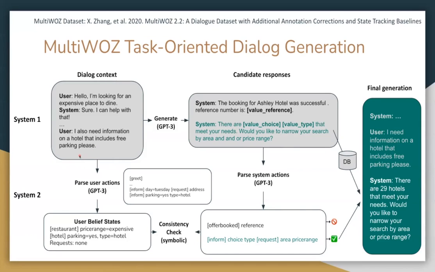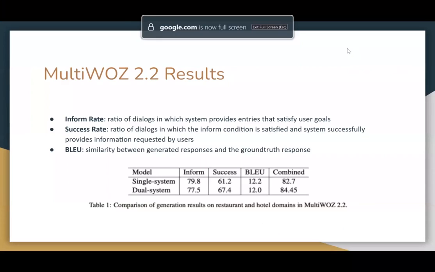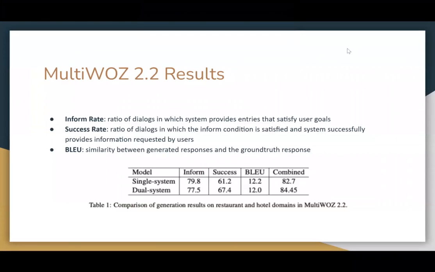We'll be evaluating our single system baseline as well as our dual system approach based on 3 different criteria. The inform rate represents the percentage of dialogues where our system provides correct entities to user requests. The success rate represents the percentage of dialogues where the inform condition is satisfied, but also all requested information is answered by the system. The BLEU score is a measure of the coherency of our generated responses. To have an overall quality measure, we combine the average of inform rate and success rate plus the BLEU score.